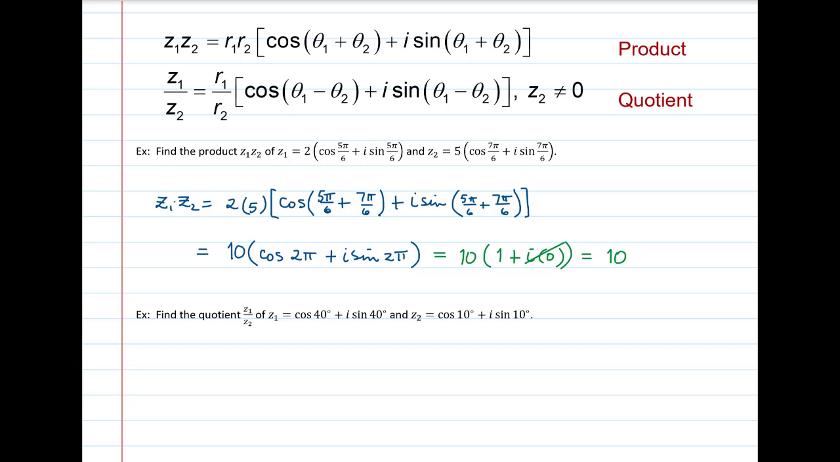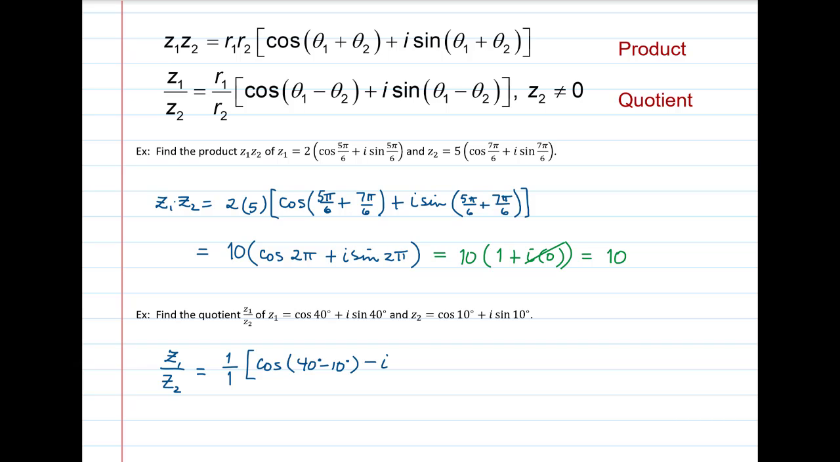Find the quotient z1 over z2, where z1 is equal to cosine of 40 degrees plus I sine of 40 degrees, and z2 is cosine of 10 degrees plus I sine of 10 degrees. I'm just using degrees instead of radians here to mix it up a little bit, but it's the same idea. z1 over z2 is going to be the quotient of the moduli, and in this case for both complex numbers the modulus is 1, right?